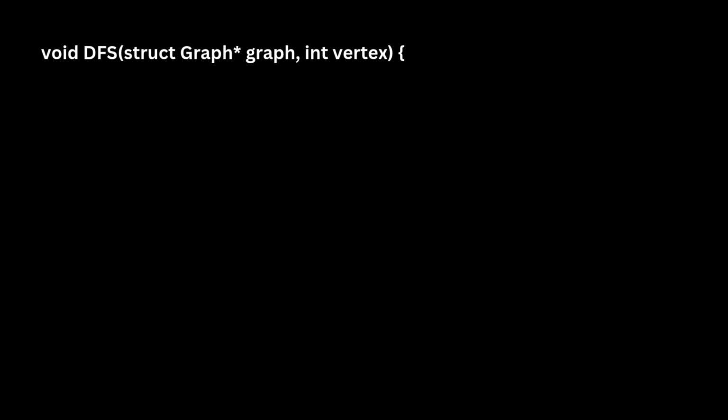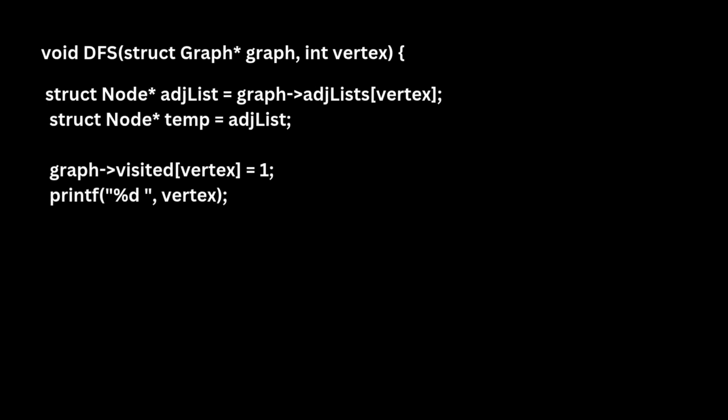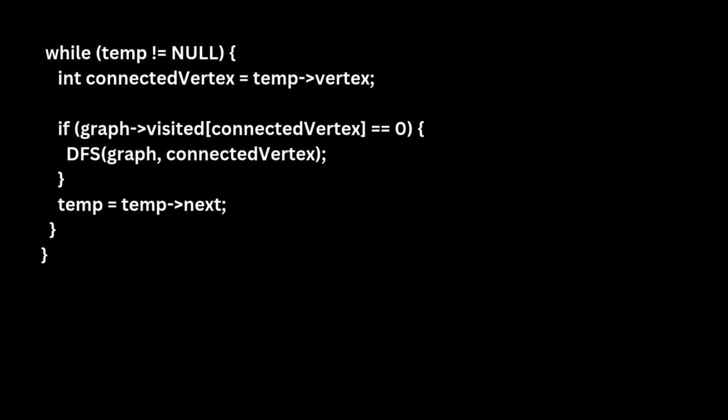So let's write the main DFS function. It starts from the given vertex, and this marks the current node as visited, prints it as part of the traversal. Now let's write down the loop here. Loops through all the neighbors of the current node. If a neighbor is not visited, it recursively calls the DFS for that node.